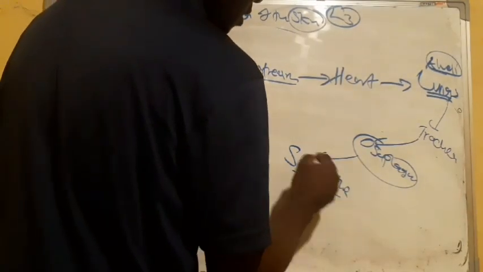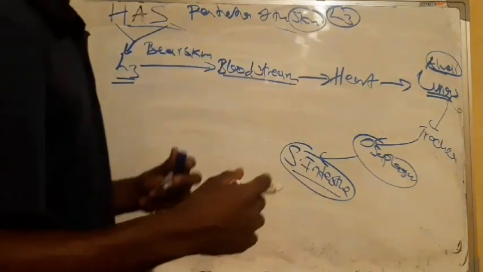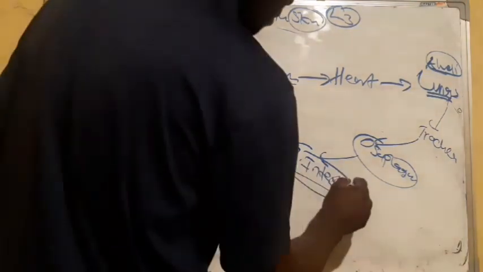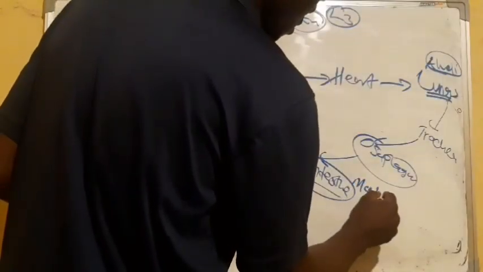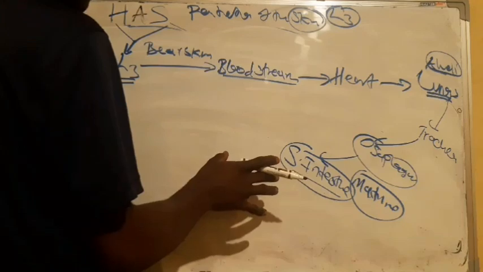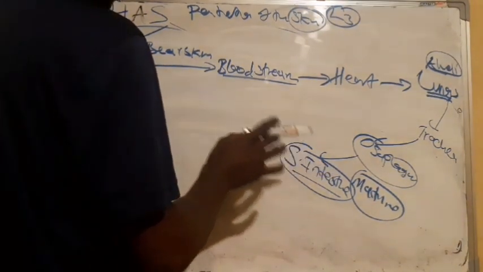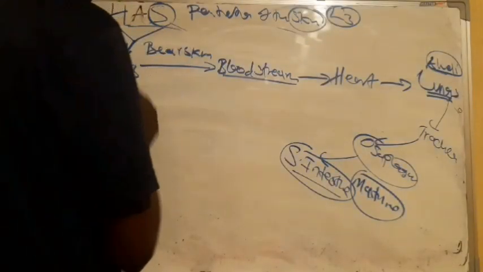Intestine. There in the small intestine, that's where now it becomes mature. Becomes mature into an adult here. That's where now the difference starts. When it matures into an adult, the strongyloids, let's start with the strongyloids.